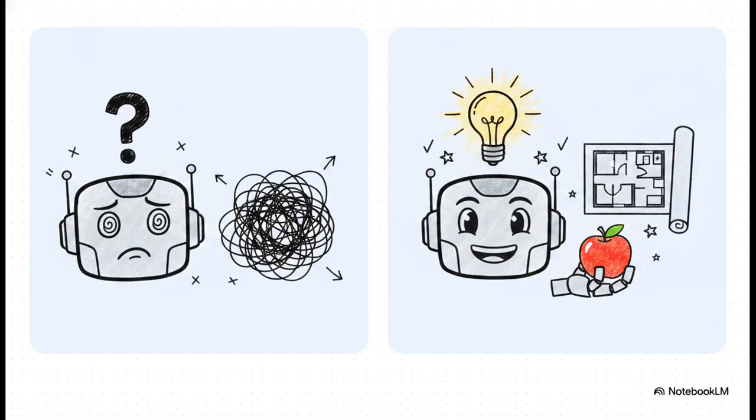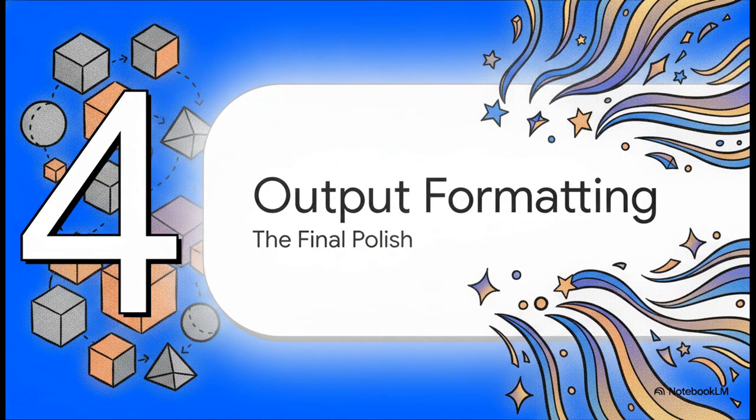You're showing, not just telling. For complex tasks, giving the AI a blueprint drastically reduces errors. Section 4. Data and output formatting. The raw material and the final polish.